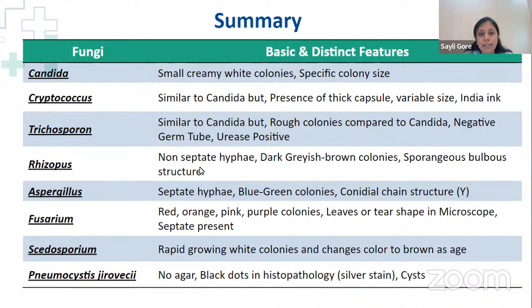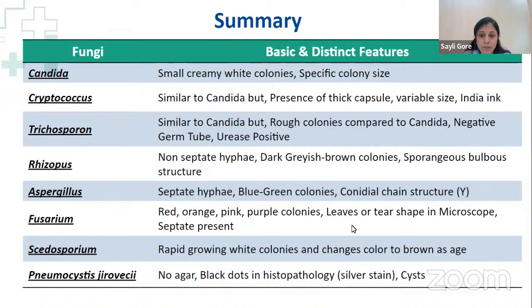So Rhizopus have no septate hyphae, they are dark grayish-brown colored colonies, and they have a bulb-like structure, while Aspergillus have septate hyphae, and they have blue-green colonies with a conidial chain structure in a Y shape. And Fusarium are red, orange, or pink colonies, purple colonies.